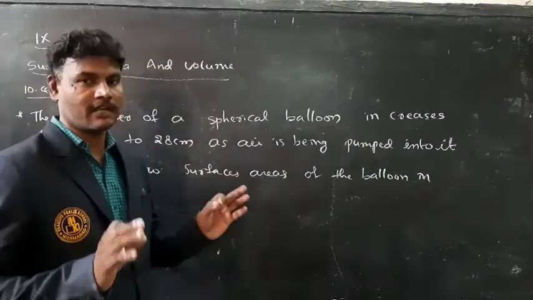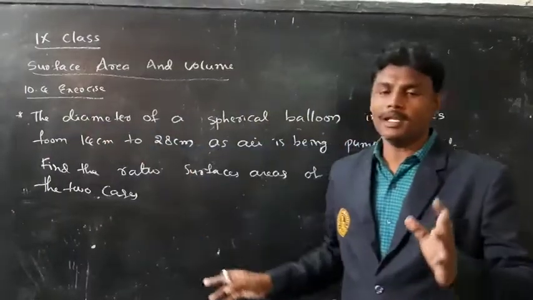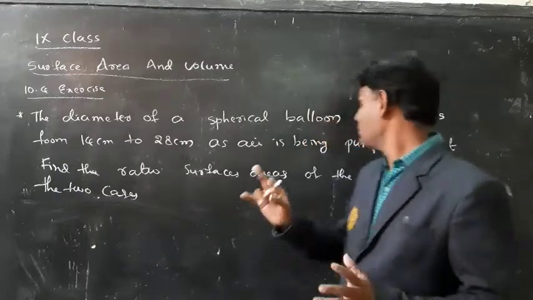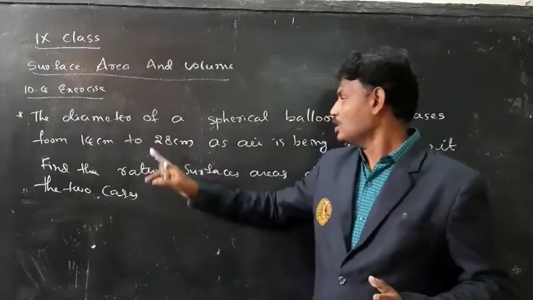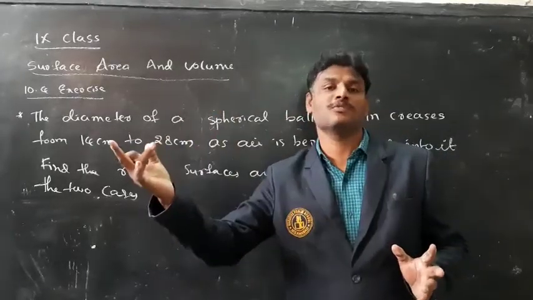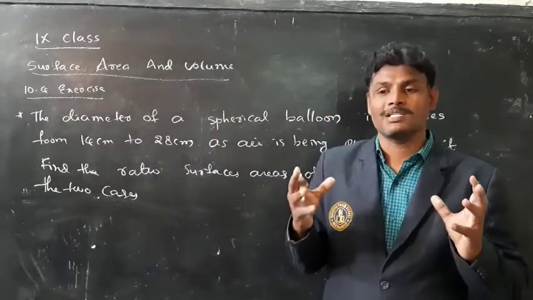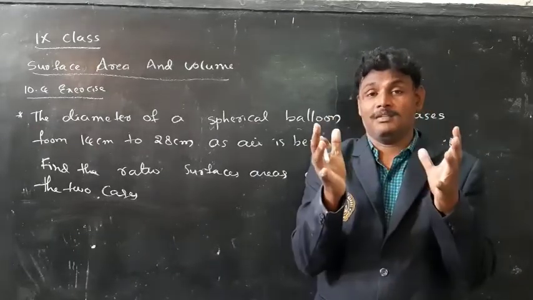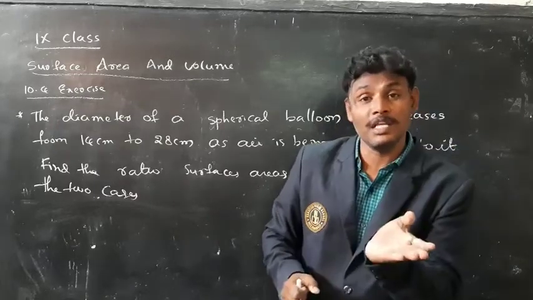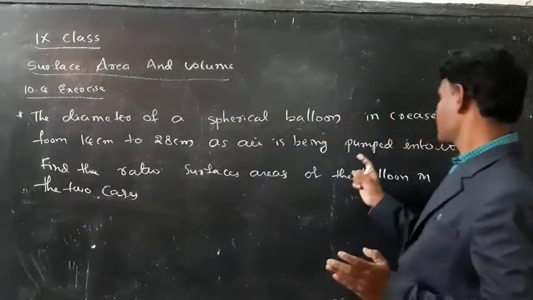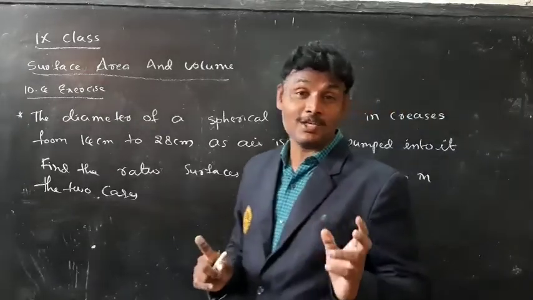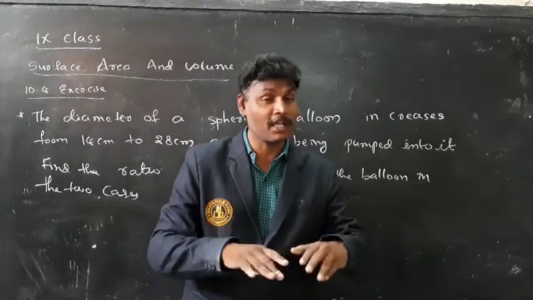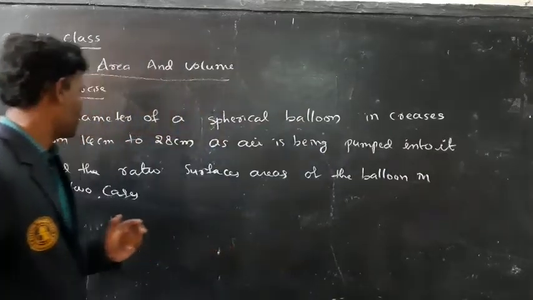Ninth class students, here is the question. The diameter of a spherical balloon is 14 centimeters. It is increased to 28 centimeters. So, some air is pumped into the balloon, and by pumping the air, the diameter of the spherical balloon increased from 14 centimeters to 28 centimeters. Now find the ratio of the surface areas in two cases. Two cases means before pumping the air and after pumping the air.